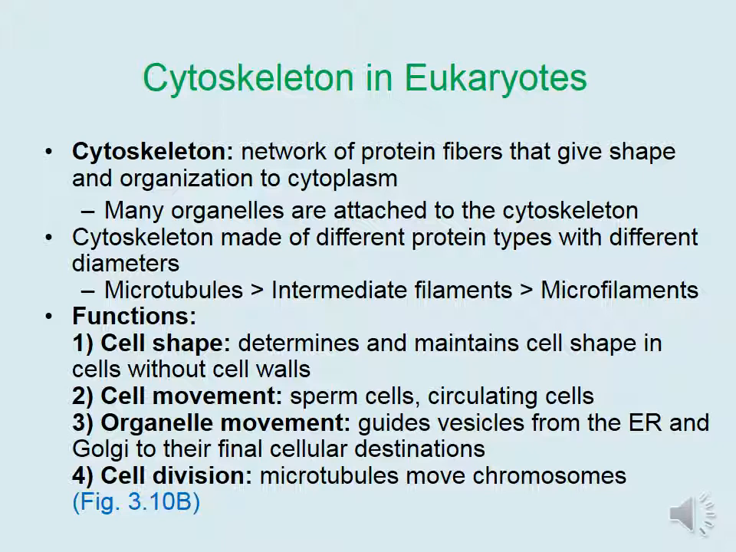The cytoskeleton also aids in cell movement, such as swimming sperm cells and cells that need to circulate through the body. It also moves organelles, such as guiding vesicles, from the ER and Golgi to their final cellular destinations. Lastly, microtubules in particular move chromosomes during cell division.